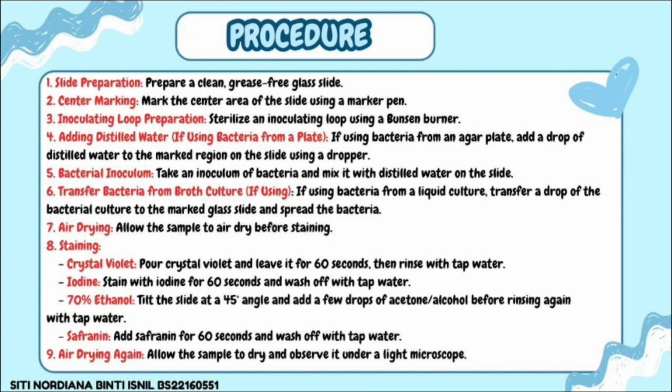Then allow the sample to air dry before staining. For staining, first pour crystal violet and leave it for 60 seconds, then rinse with tap water. Stain with iodine for 60 seconds and wash off with tap water, and tilt the slide at a 45 degree angle and add a few drops of alcohol before rinsing again with tap water. Then add safranin for 60 seconds and wash off with tap water. The last step is to allow the sample to dry and observe it under a light microscope.